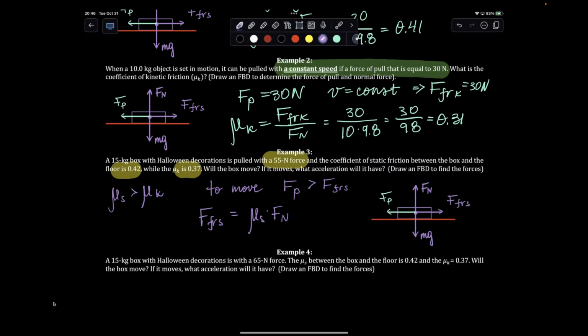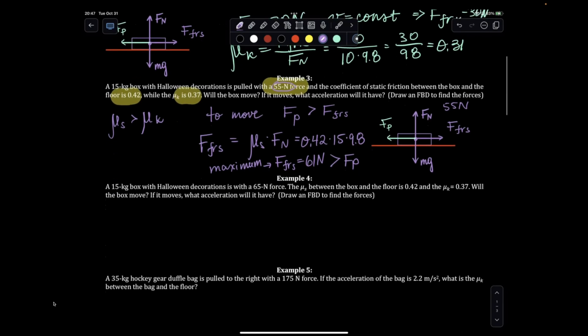Force of friction static, which is, I'm going to look at my 0.42, because this is the static friction, times 15 times 9.8 is 61 newtons with a little tail. And that is greater than force of pull. Again, this is maximum. While it is being pulled with 55, that force of static friction is exactly 55 newtons, but it's capable of producing 61. So 55 is not going to outpower force of static friction. So therefore the object will stay in place.